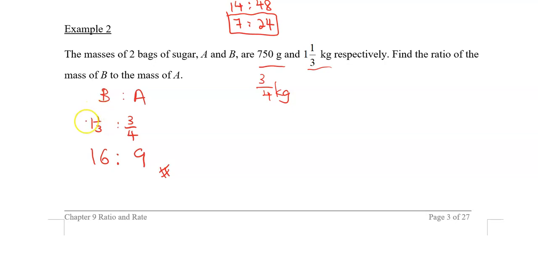How do I get 16 is to 9? You can use your calculator: 1 and 1/3 divided by 3 over 4. You get 16 over 9 as an improper fraction and express it as a ratio.